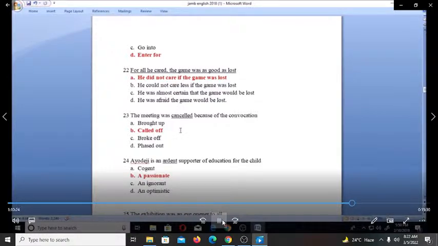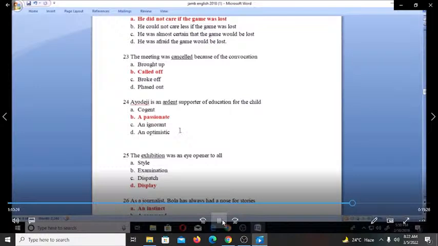Number 24, Ayodeji is an ardent supporter of education for the child. So what is the nearest meaning to the word ardent? A, cogent. B, a passionate. C, an ignorant. D, an optimistic. The answer is a passionate. Being a passionate supporter is the same thing as being an ardent supporter of something.